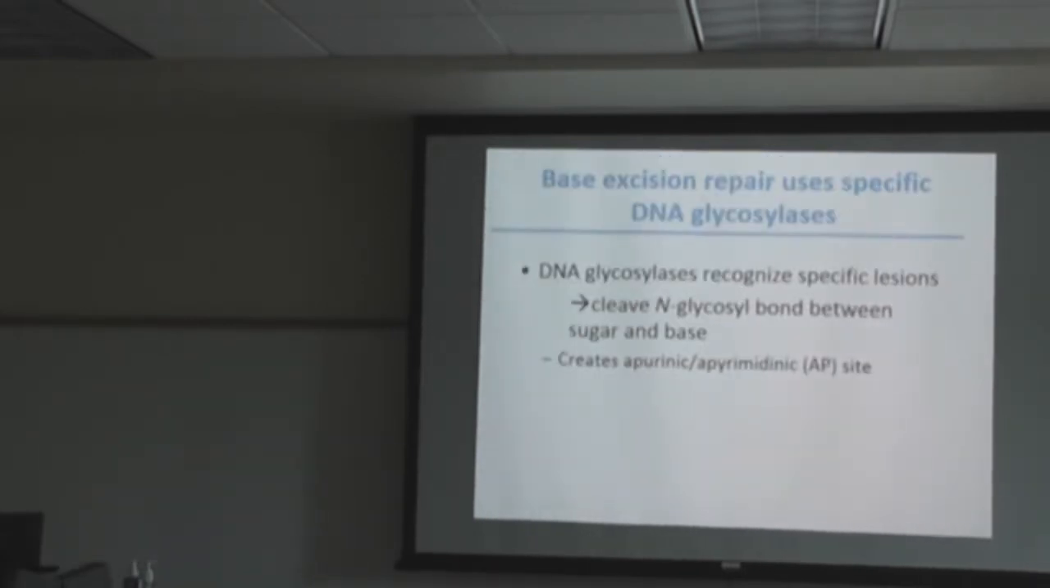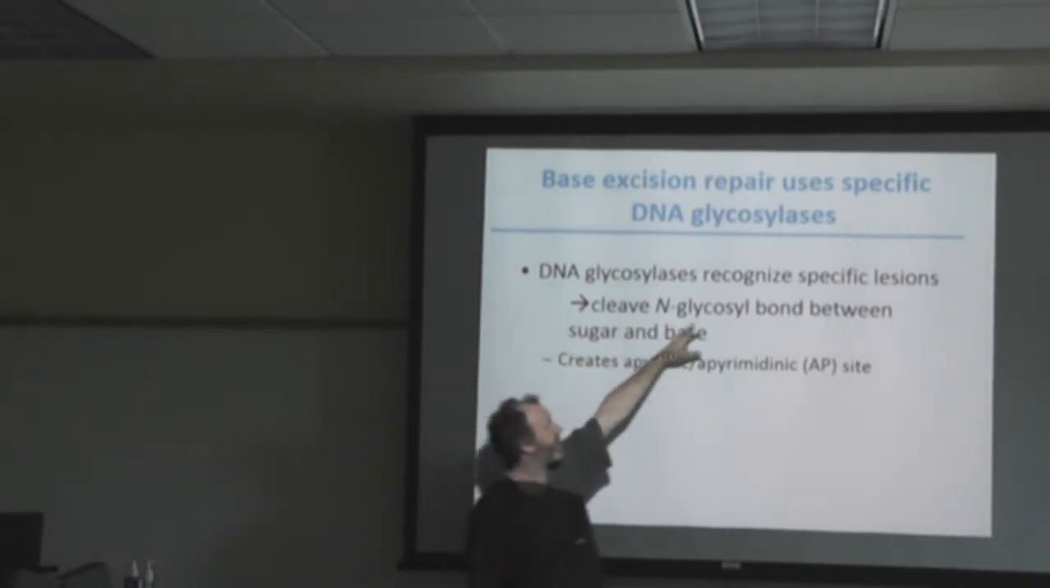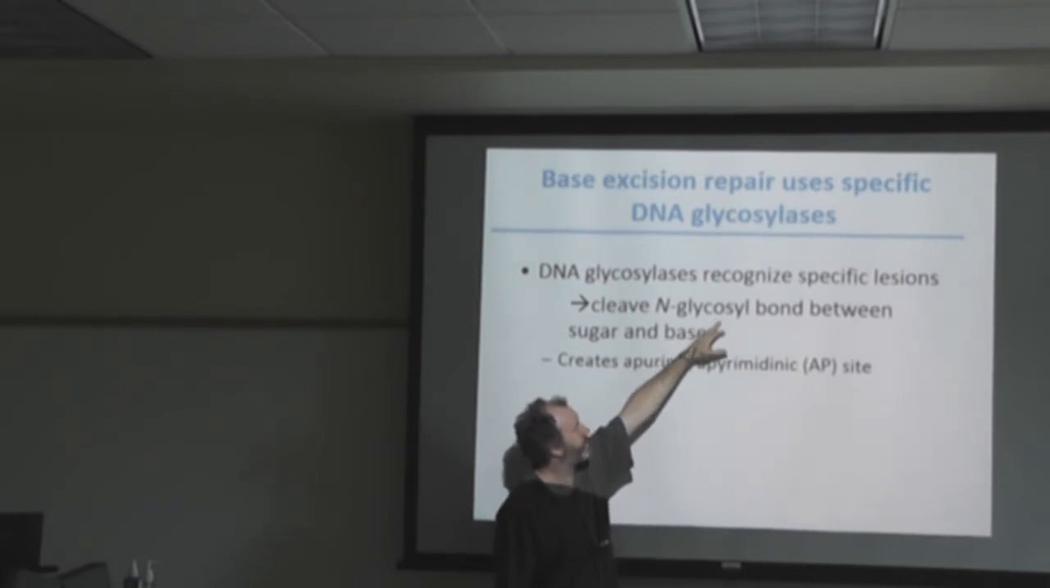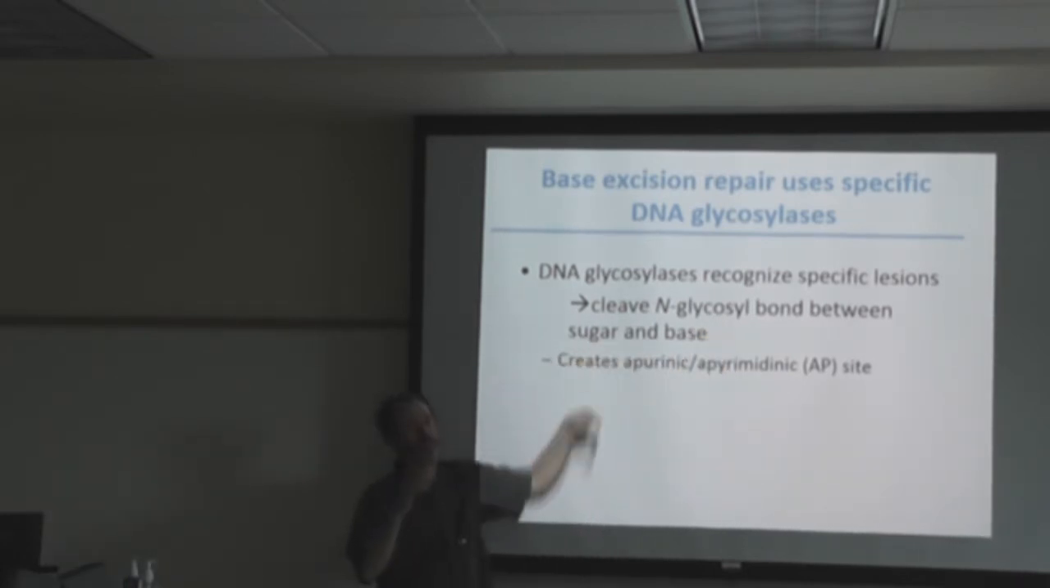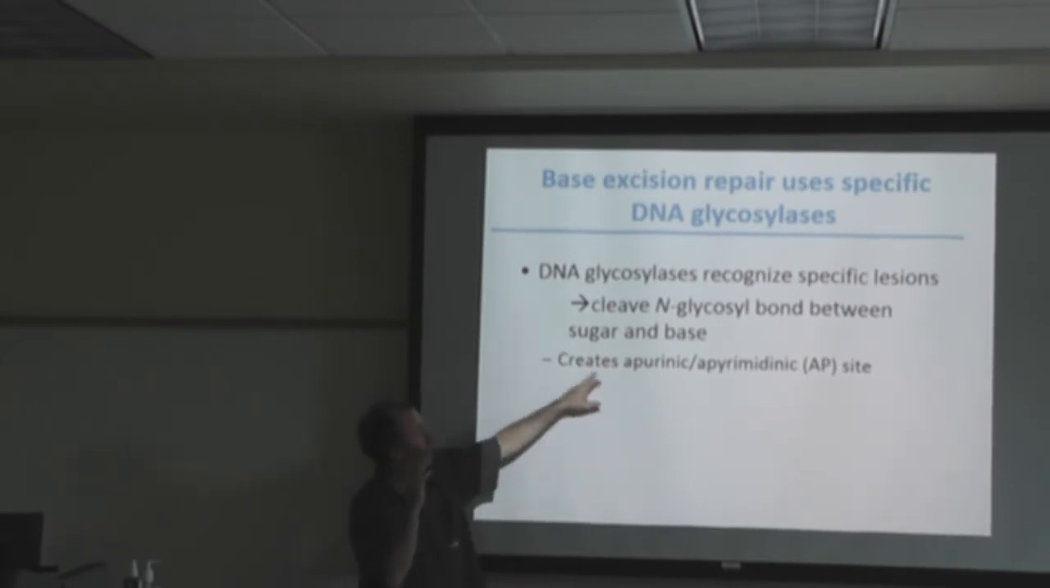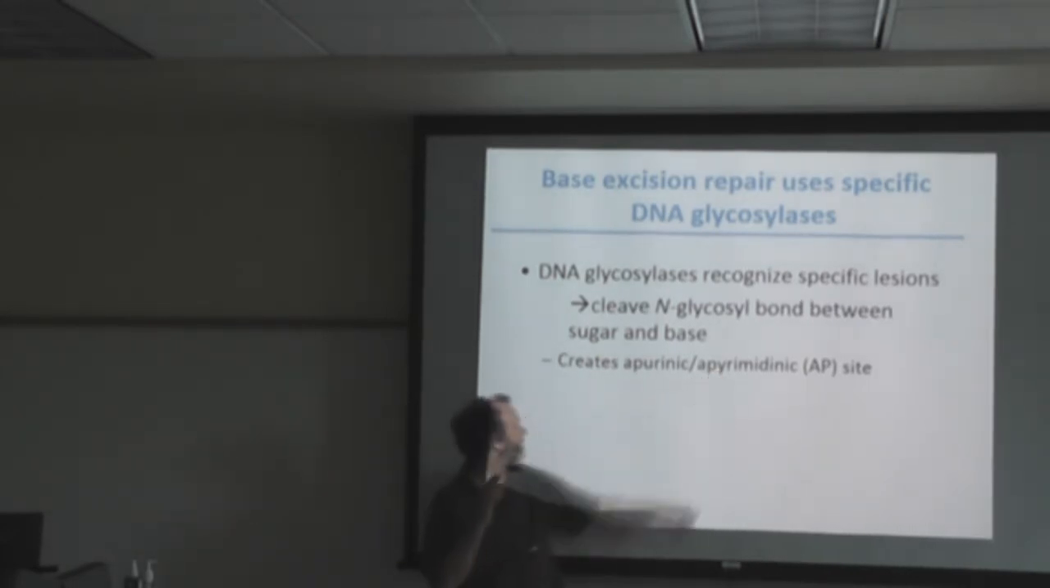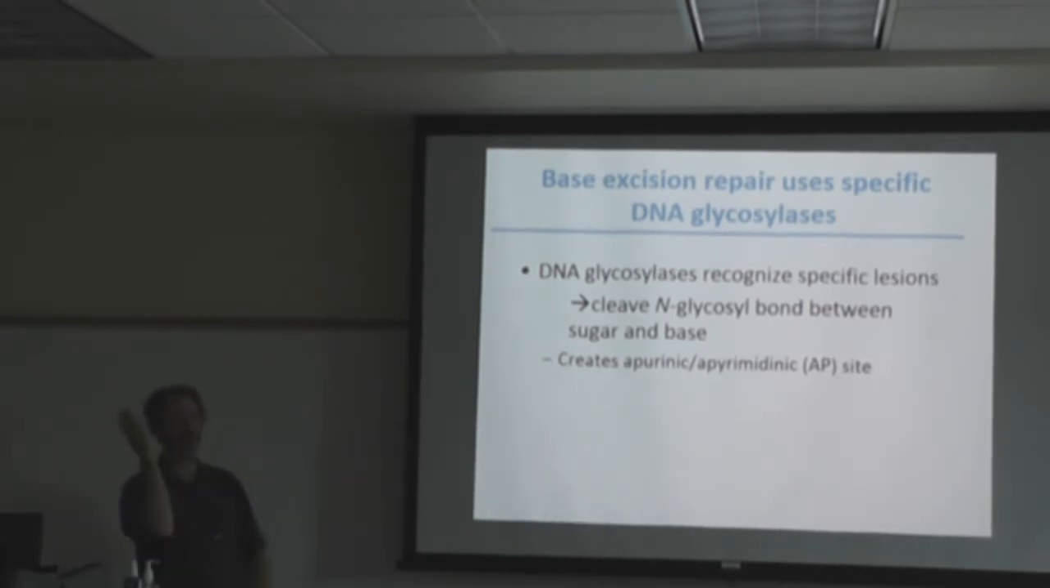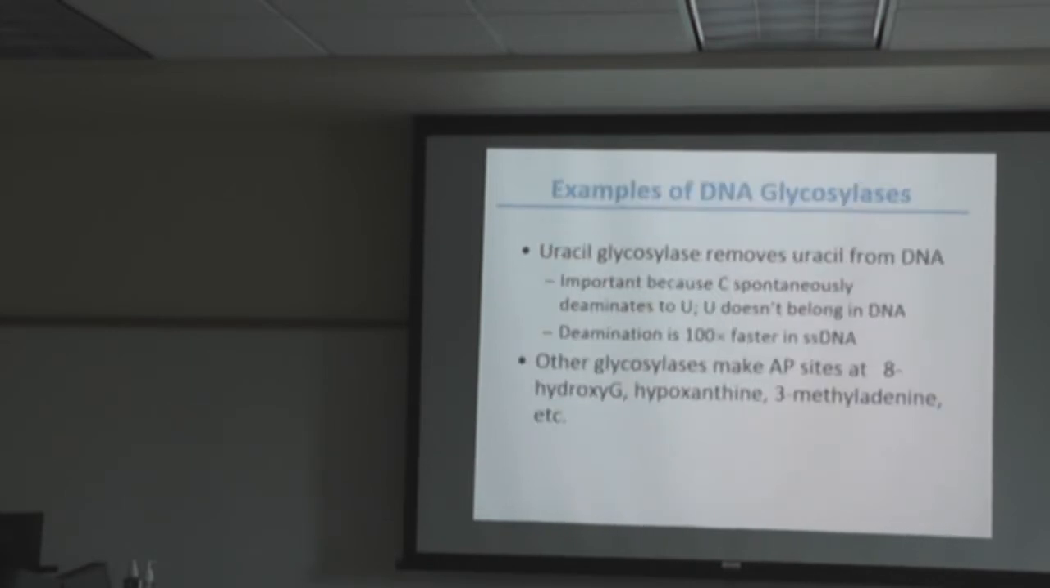There's also base excision repair, and that uses specific DNA glycosylases. Glycosylases recognize specific lesions, and they'll cleave the glycosyl bond between the sugar and the base, so it leaves an AP site, or apurinic or apyrimidinic site. It's basically just the sugar there without the base. An example of DNA glycosylases is uracil glycosylase.